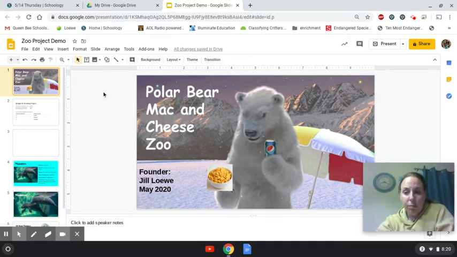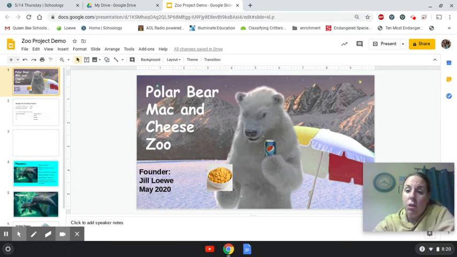For your zoo project, your zoo project is due May 20th. Here is your example. The first slide, now I did Google Slides. You can do Google Docs. You can draw it out and take a picture. You can build it and take a picture. I don't care how you do it. Slides typically seems to be the easiest, so that's the one I'm going to show you on.